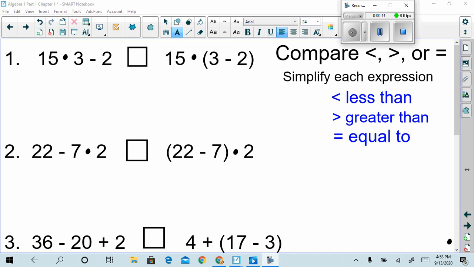Before we start today's new lesson, I want to ask you to complete this do now. You're going to be looking at two expressions to compare. When you simplify the left using order of operations and you simplify the right side using order of operations, you'll compare and put a less than, a greater than, or an equal to sign in between each. So please do those now.